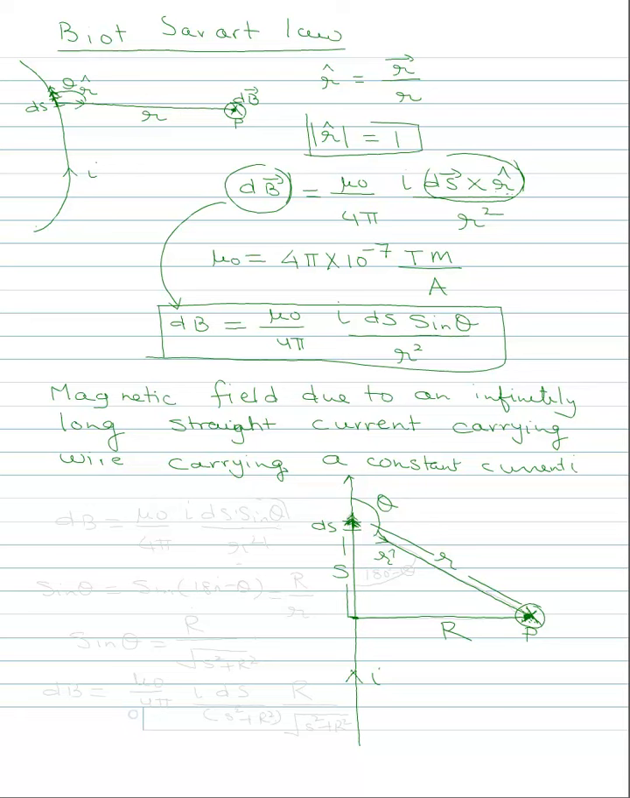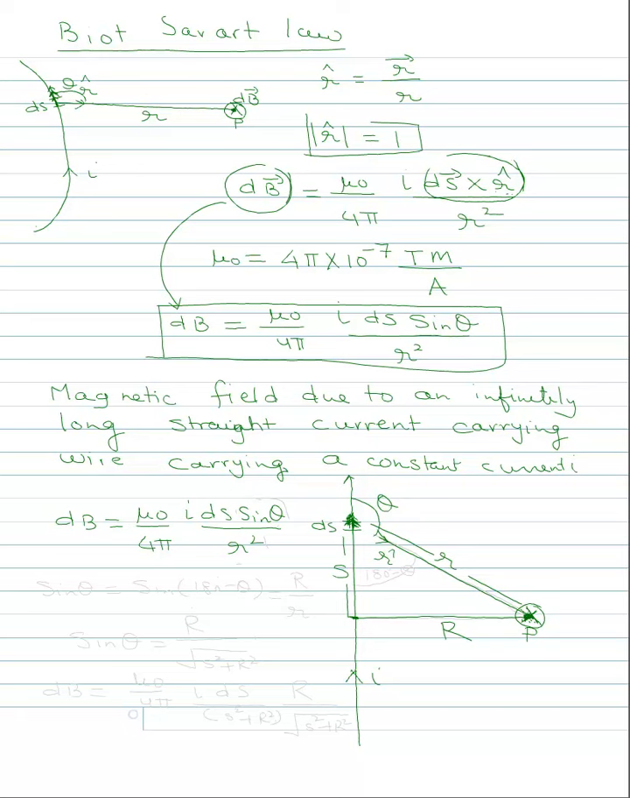So let's first write down what is the magnetic field dB just due to this infinitesimal current element at this point P. So that will be given by, according to Biot-Savart law, as dB is equal to mu 0 over 4 pi I ds sine theta divided by r square.